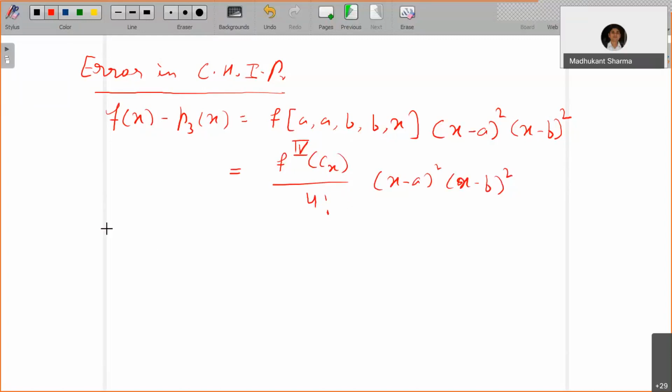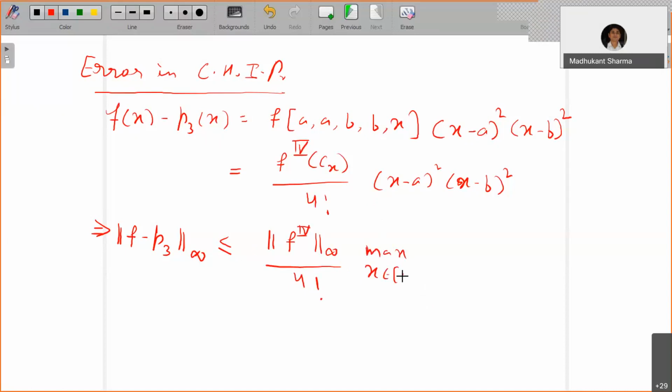For bounding, you follow the same approach we followed in the classes for interpolating polynomials. The infinity norm of the error is less than or equal to the infinity norm of the fourth derivative divided by 4 factorial, times the maximum over x in the closed interval [a, b] of (x - a) squared times (x - b) squared.